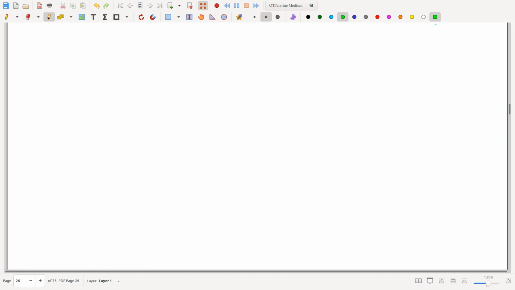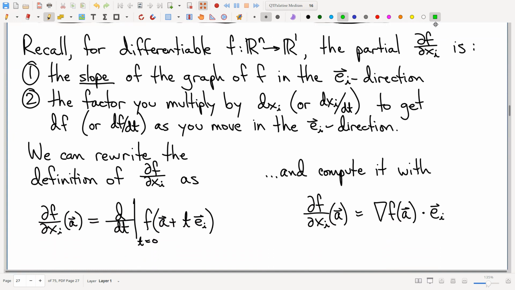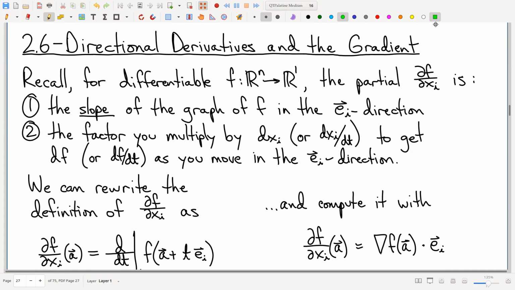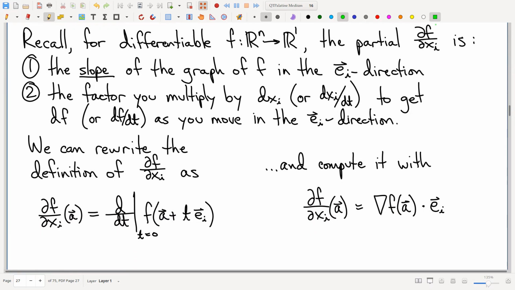Okay, moving along. So I want to talk about partial derivatives again. We'll get into directional derivatives. We'll see if we make it. But anyway, let's just talk about partial derivatives. And I know y'all remember partial derivatives. Been a while talking about it. It's a slope viewed appropriately. It's a factor viewed appropriately.